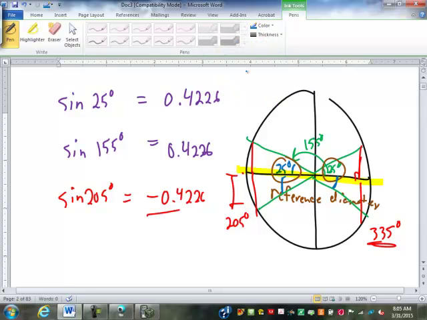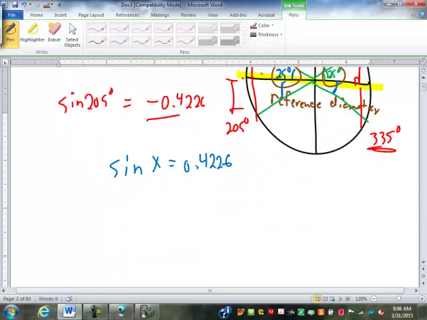So the reason I bring this up, what if we're told that sine of x is 0.4226? How do we solve that? How do we figure out what x is? We take the inverse. There you go. If we're looking for the angle, we use the inverse trig function. X is going to be the inverse sine of 0.4226, which the calculator spits out as 25.